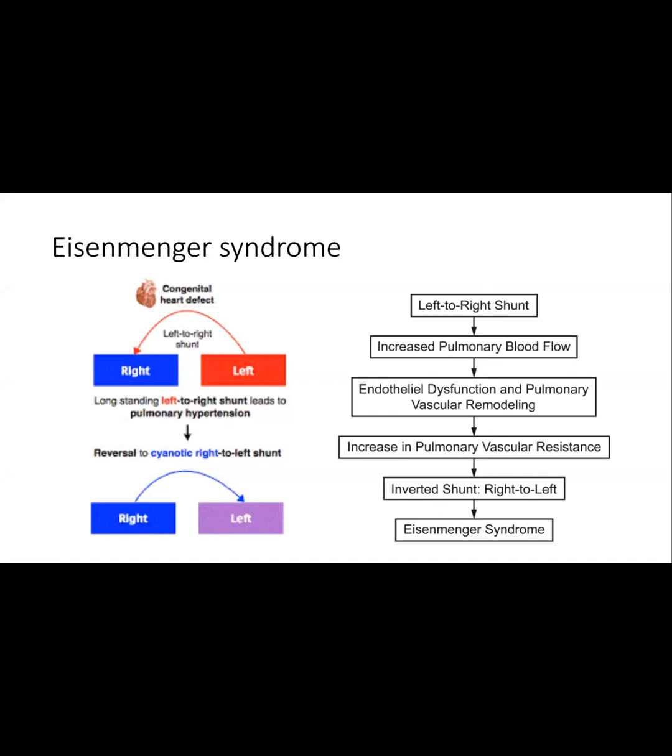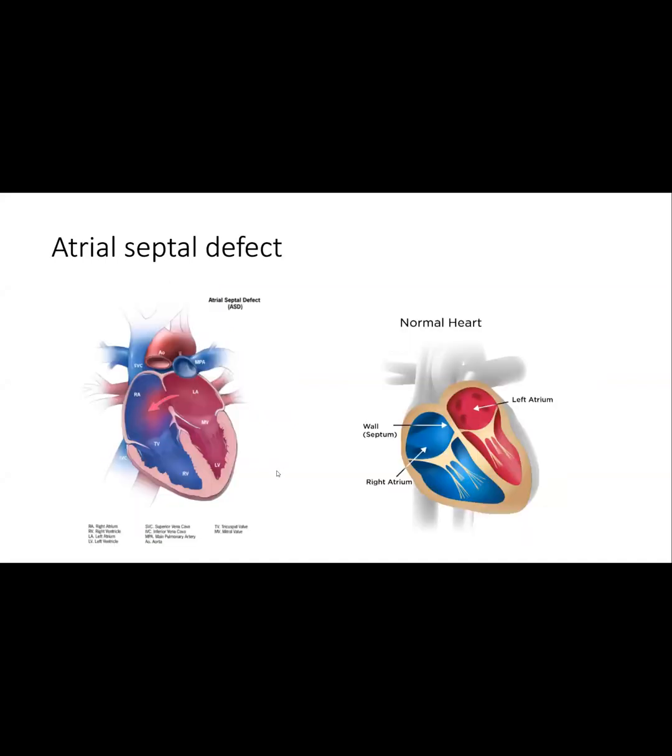There's increased congestion in the pulmonary vessels, and eventually a right to left shunt is caused, because the pressure in the right side of the heart becomes higher than the left. This is called Eisenmenger syndrome. So you can see that there's a left to right shunt. Long-standing left to right shunt leads to pulmonary hypertension, and over time this results in a cyanotic right to left shunt basically. Okay, so now moving on to the atrial septal defect.